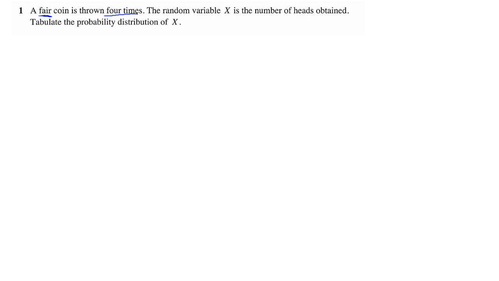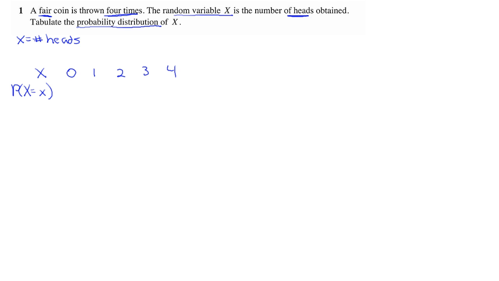We've got a fair coin being thrown 4 times. Our random variable x is the number of heads obtained, and they want a probability distribution. Keep in mind, all a probability distribution is the number of outcomes that could possibly happen, in this case 0, 1, 2, 3, or 4, and then each one of their probabilities.